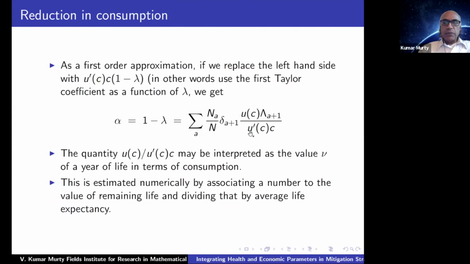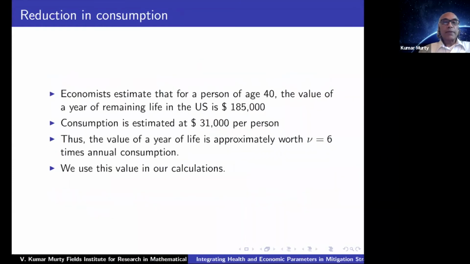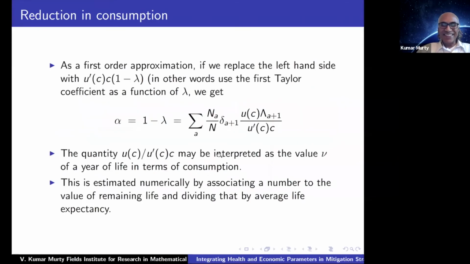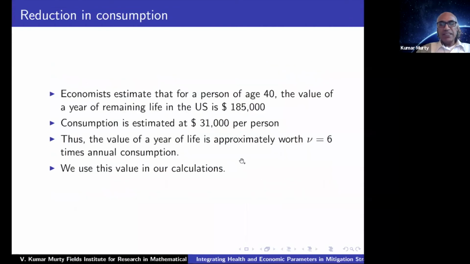Moreover, not only do they ask that question, but they also want to translate that into consumption. And they estimate this number numerically by associating a number to the value of remaining life and dividing that by the average life expectancy. So they have estimates from the United States that for a person of age 40, the value of a year of remaining life in the US is $185,000. So in the US, I guess everything can be given a dollar figure. Annual consumption per person is on average $31,000. So that means the value of a year of life is worth 6 times annual consumption. Okay, it's remarkable that they're able to say it this way. But anyway, the value of a year of life is worth 6 times annual consumption. So you use that in the calculation. We will use this number as well.